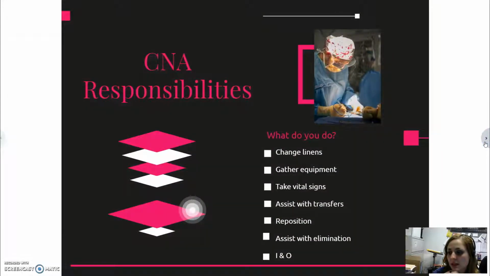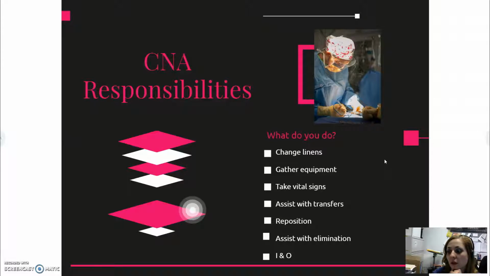The responsibilities of a CNA: some operating areas don't even utilize CNAs at all, but if they do, that person's going to be there to make sure the linens are changed on the beds. They get the equipment. Of course, we get vital signs. They can get vital signs before, during, and after the operation. They can help with transfers, whether it's from stretcher to stretcher or from wheelchair.